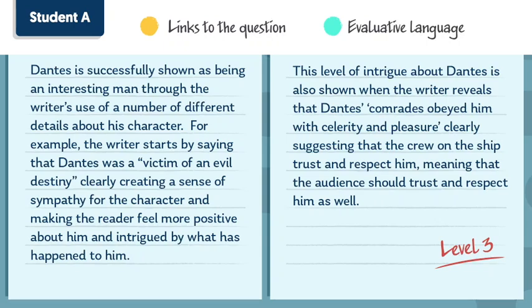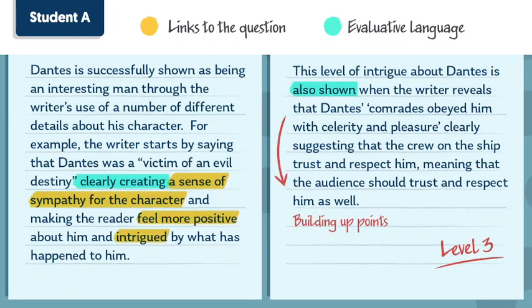For example, the student explains that by calling Dantes a victim, the writer clearly creates a sense of sympathy for the character, which makes the reader feel more positive about him and intrigued by what has happened to him. They then go on to develop their point by saying that the impression of Dantes as an interesting and intriguing character is also shown through another part of the text. So by building up the points, the student is showing that they're making an informed judgment.